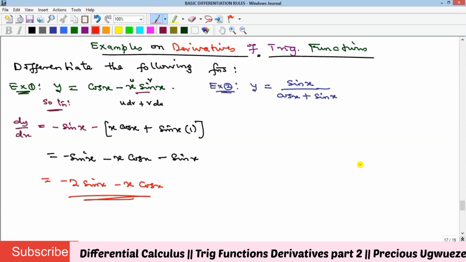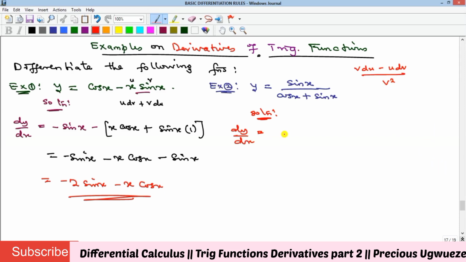Okay, we move over to example 2. So here you can see we have a quotient. So we start by using our quotient rule, and we remember that our dy/dx here is given as v du minus u dv all over v squared. Alright, so what can we do here?